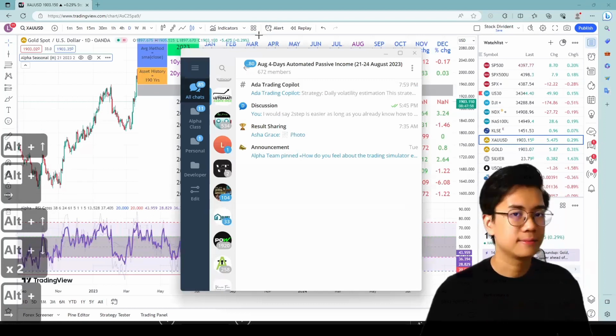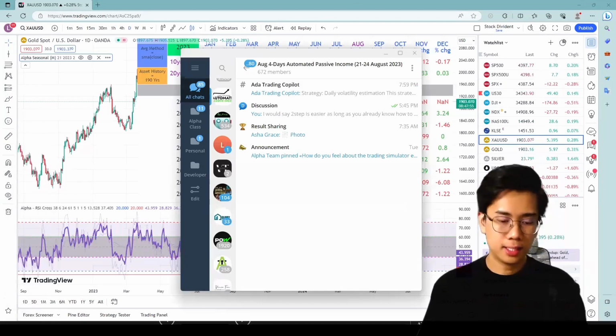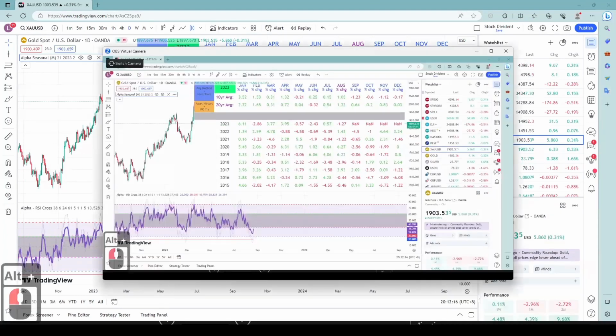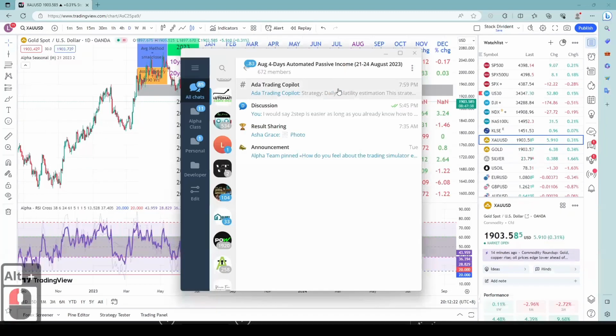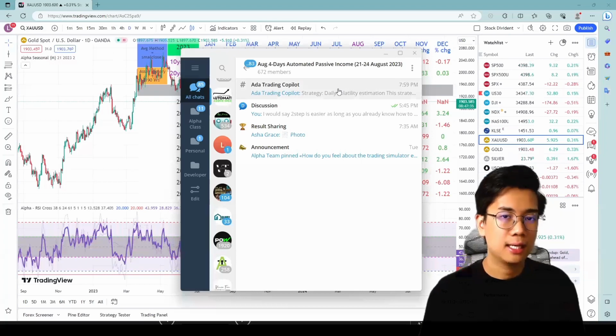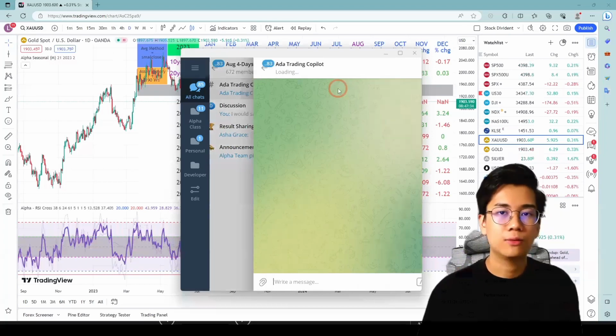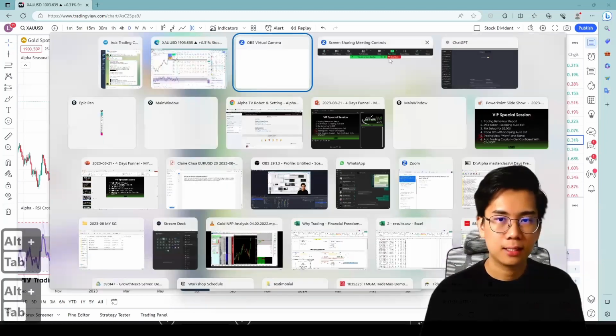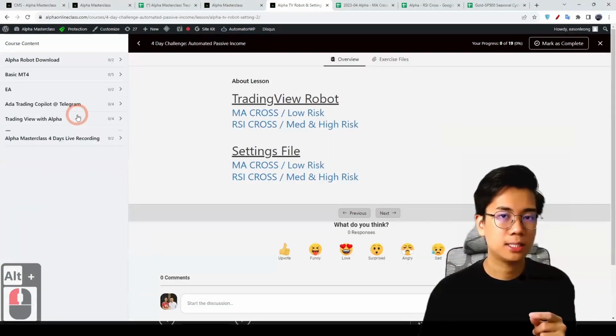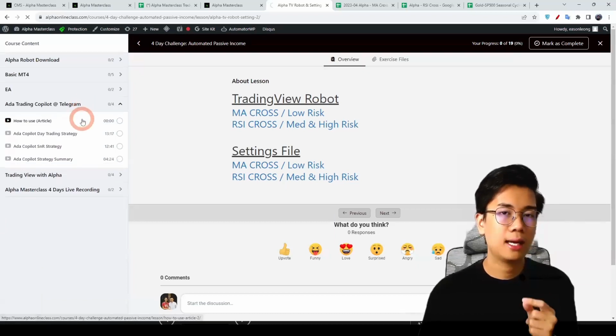Okay, next one. This is a TradingView Telegram bot. And from this Telegram bot, what you guys can do is that you can get access to the signals, not say signal lah, but analysis from my side. So my team always do the analysis, and the analysis will be updated every single second. Now from here, in the membership website, you should be able to get access to this ADA Trading Copilot and these articles.